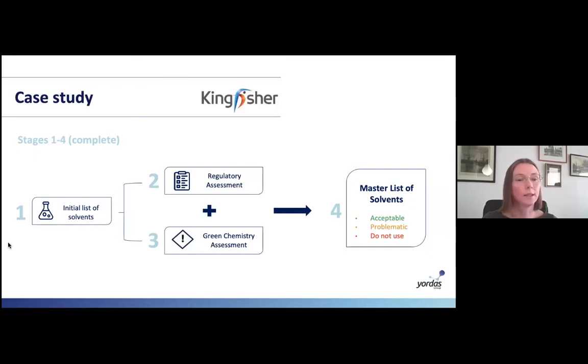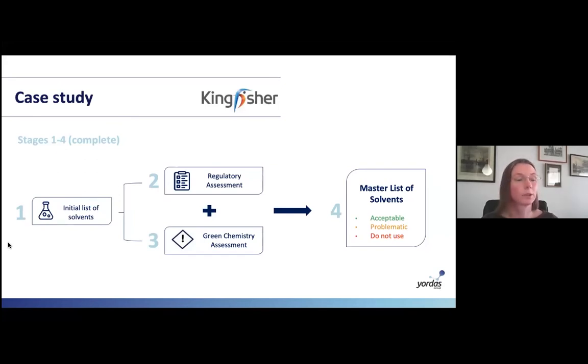Then once we had the initial list of solvents that might appear in their products, in stages 2 and 3, we simultaneously did a regulatory assessment and a green chemistry assessment. So in the regulatory assessment, we looked at various listings of chemicals and assigned them to some of the lists, some were in the do not use category and some in the problematic category. And then the substances were given an overall classification based on their worst case listing.